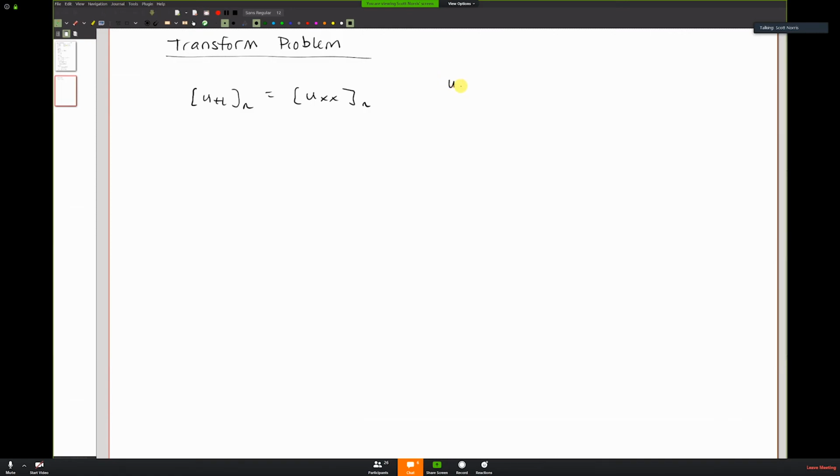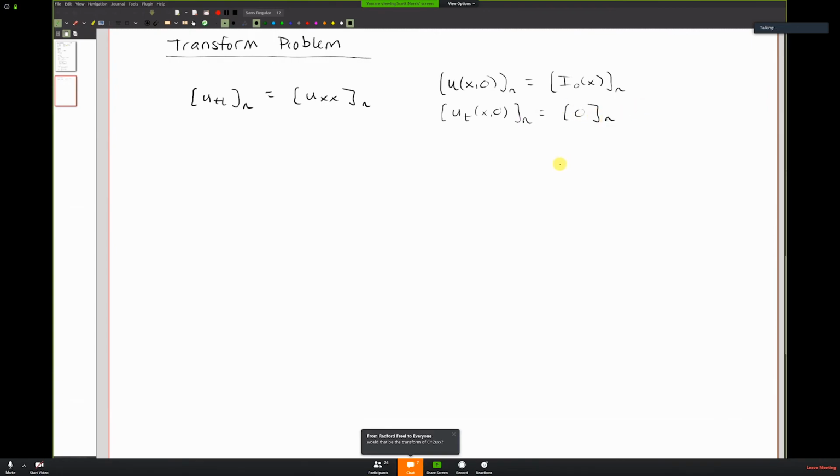So I have u of x, 0 to take its transform equals this function I naught of x, and I have to take its transform. And then I have the time derivative equals, and our problem, that was 0. Take its transform. Problem was c squared uxx. So I take its transform, all right? And again, I keep all that. I don't pull the c squared out because that's part of the operator, and the whole point is to take the transform of the operator.